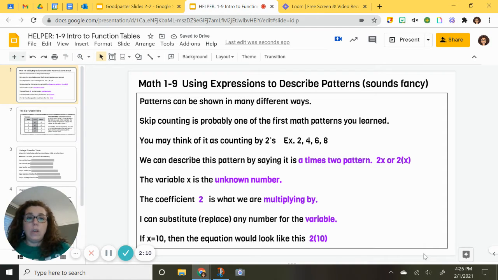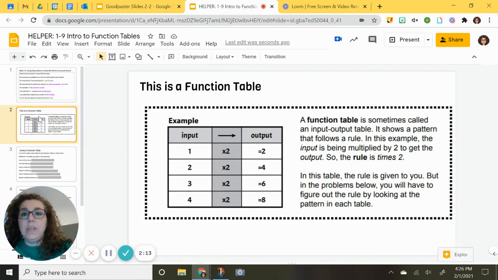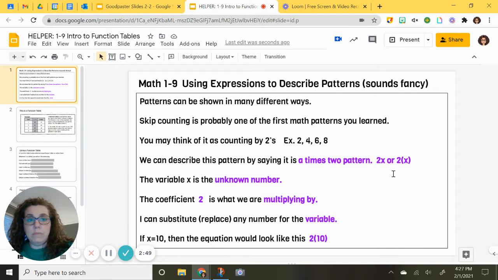All right, so I added a slide here. The function table of the same pattern would look like this. Many times this middle column is not there. In fact, I don't think I've ever seen it. It's usually just the input and the output. So a function table is sometimes called an input-output table or an in and out graph. It shows a pattern that follows a rule. In this example, the input, which is here, is being multiplied by 2 to get the output. So the rule is a times 2 pattern, which is exactly what we just talked about right here, a times 2 pattern.